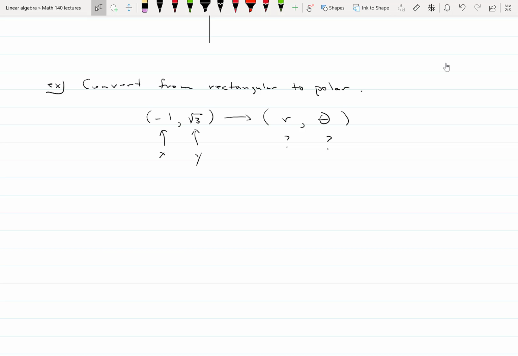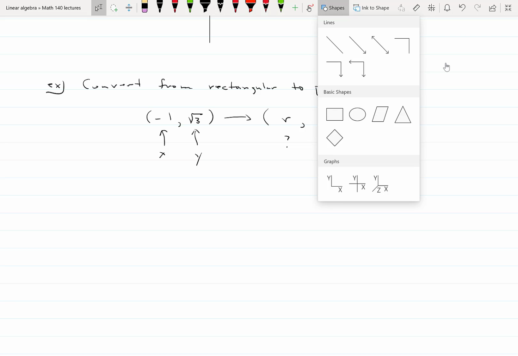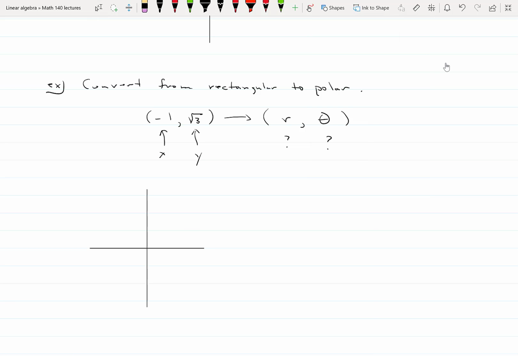Okay, the first thing I want to do is draw this point. We're gonna have a little rough spot here, so I want to draw the point. So here's the xy plane. Let's say this is -1, here's x and here's y. And radical 3, that's about 1.7. So here's radical 3 up here. So here's our point, right there. And I'm looking for r and theta.